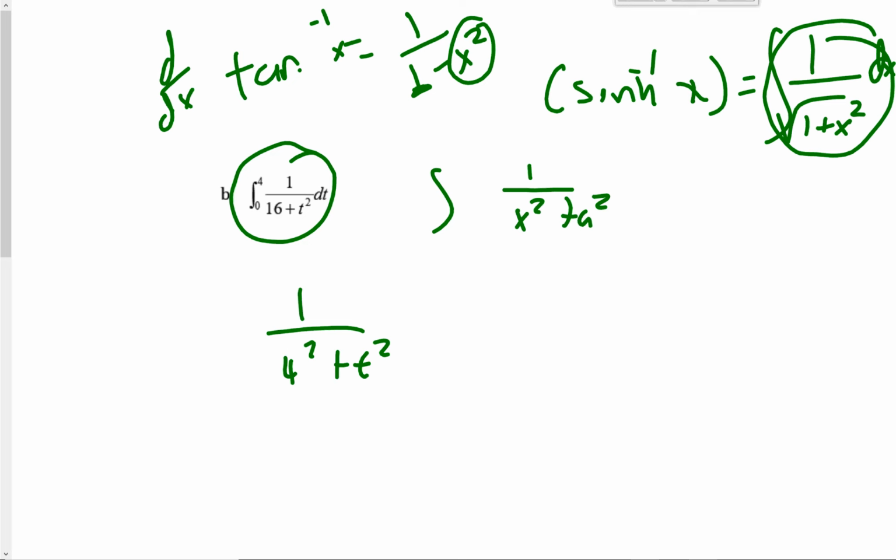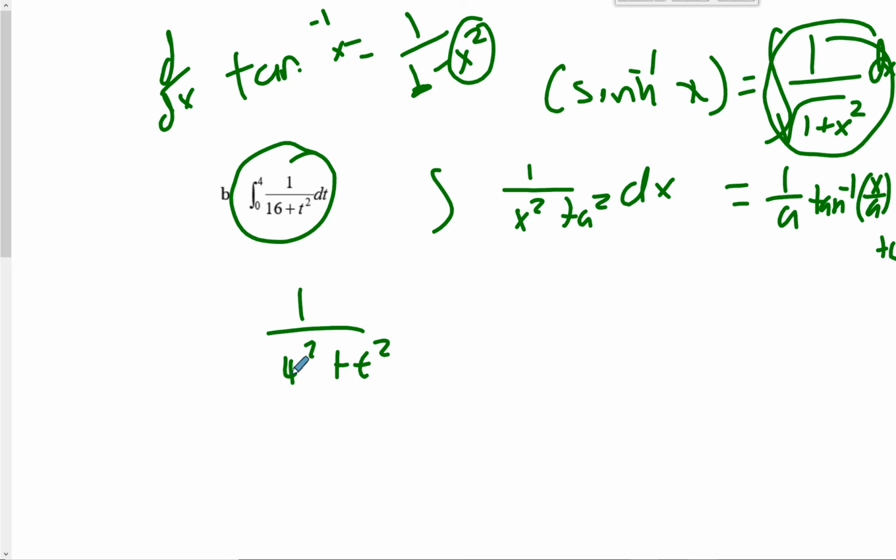Okay, so now we kind of fit this form. And this is actually equal to 1 over a, where a is whatever's being squared in the second term, which is 4 being squared, so that would be our a, tan inverse of x over a, and then add c at the end. So this is actually pretty easy. Make sure you have all those things highlighted and written down.